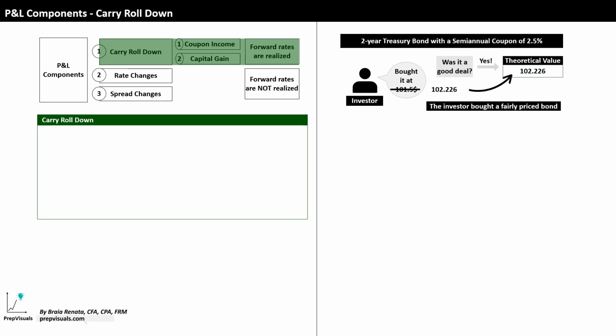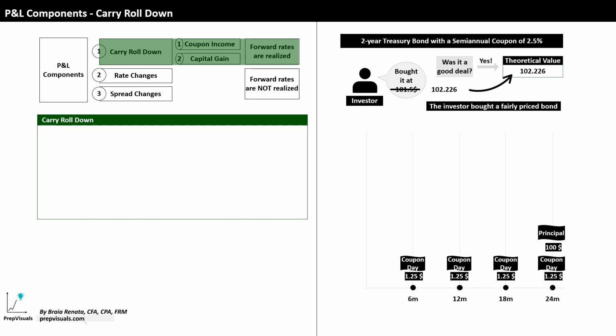And whenever we have a bond, I always recommend to have a timeline. So this bond will have a coupon payment after 6 months, another coupon payment after 12 months, another coupon payment after 18 months, and the last coupon payment after 24 months. And just to avoid confusion, the investor has purchased this bond at time 0.